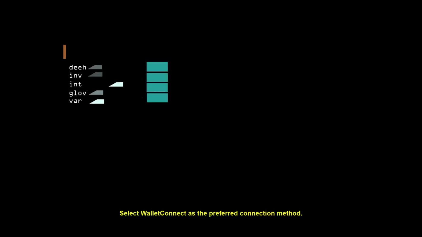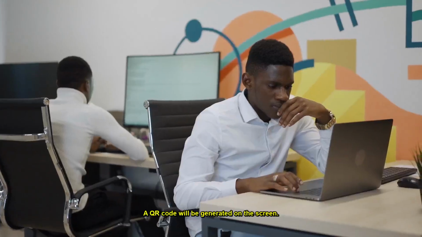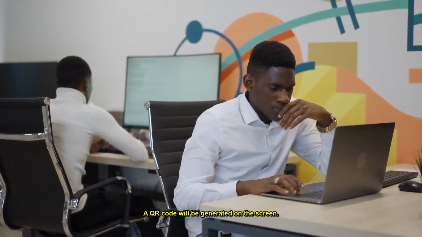On your desktop or web application, open the DApp you wish to connect with. Locate the option to connect your wallet. Select WalletConnect as the preferred connection method. A QR code will be generated on the screen.